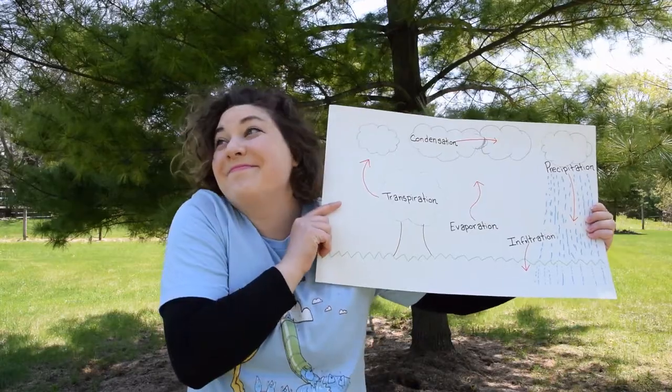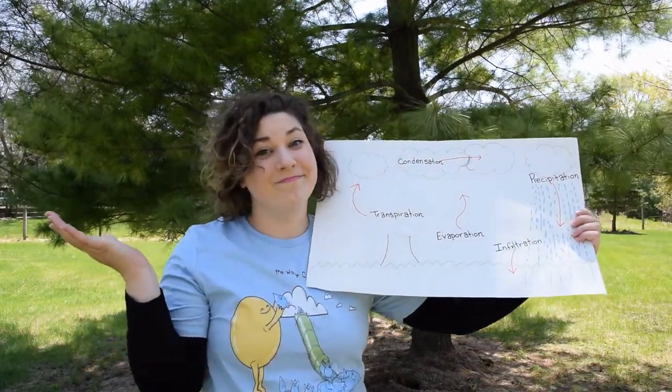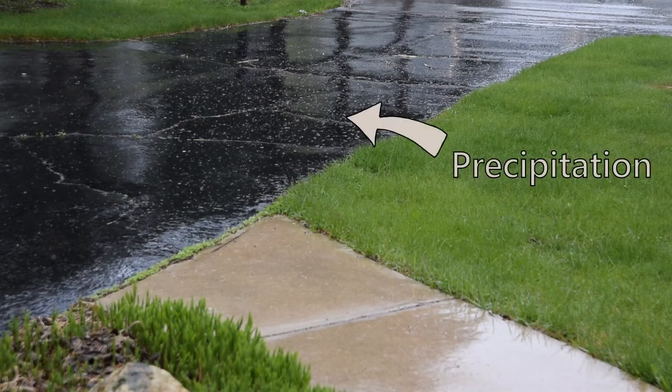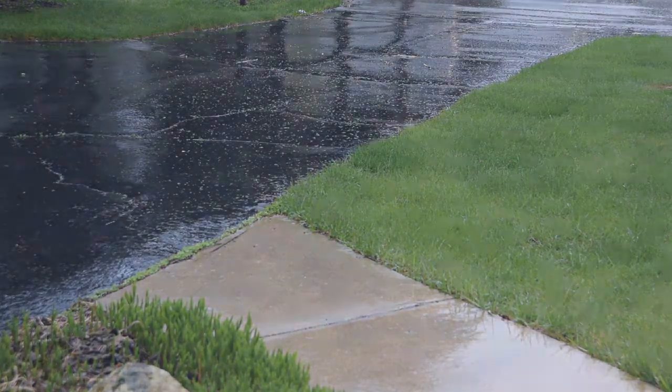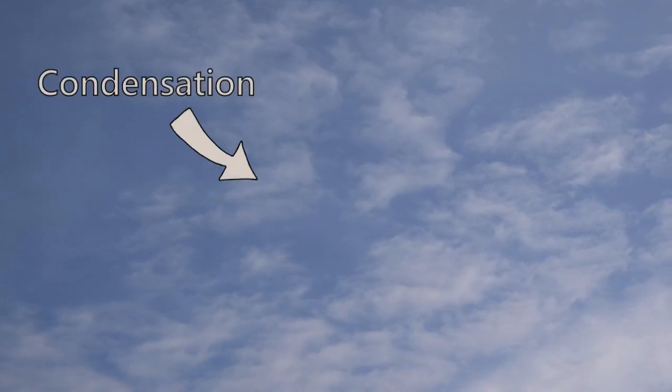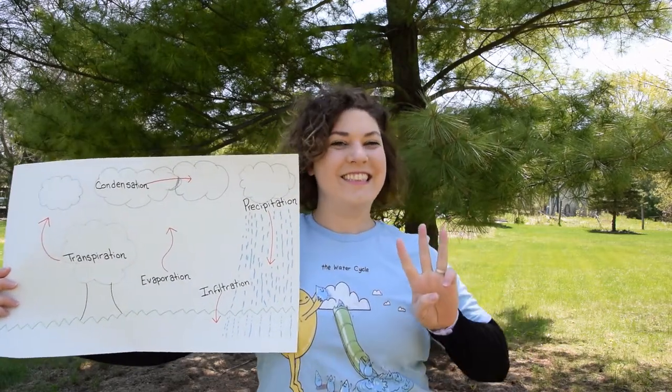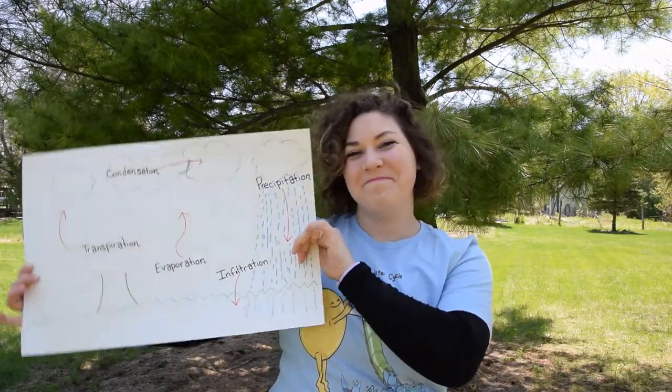Water is everywhere, but have you ever thought about how it gets from point A to point B? A lot of times we notice it, like when there's precipitation. And other times we see it, but don't pay much attention to it, like with condensation. In this video, I'm going to show you 3 simple experiments that you can do to watch the water cycle in action.